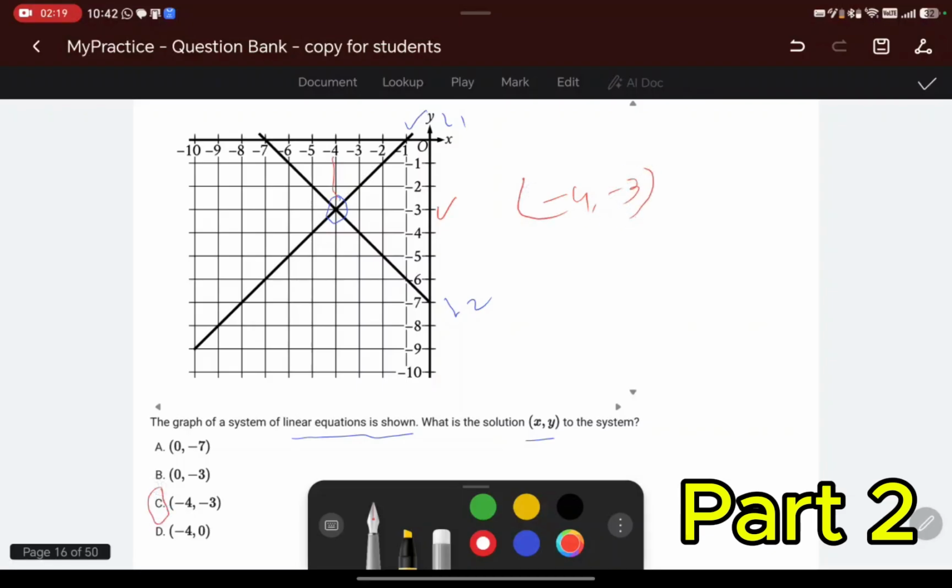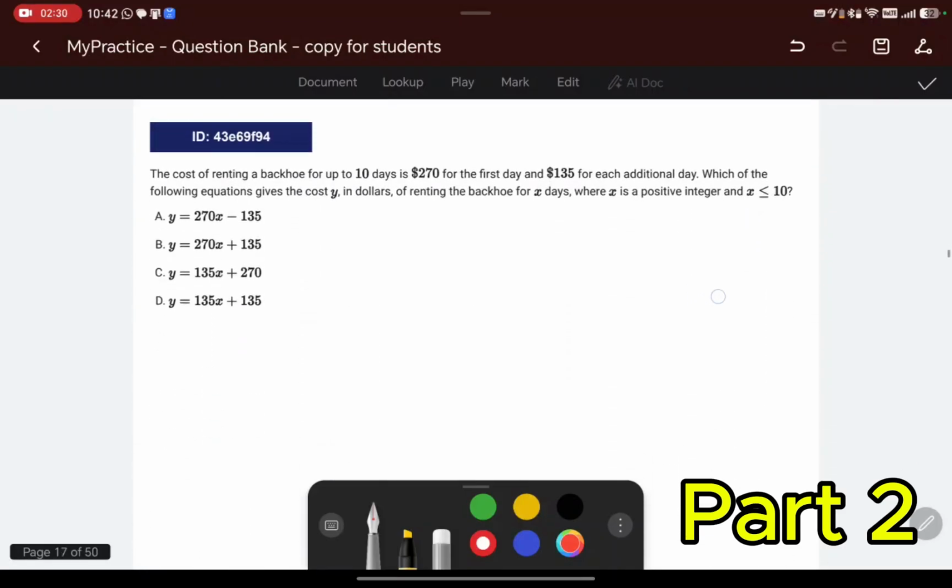And in the SAT, there is always one question related to the point of intersection. So the intersection point will be the answer. Now next to this, keep in mind that I will give the explanation.